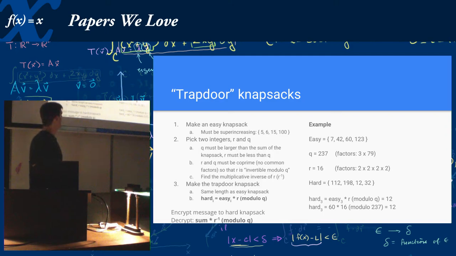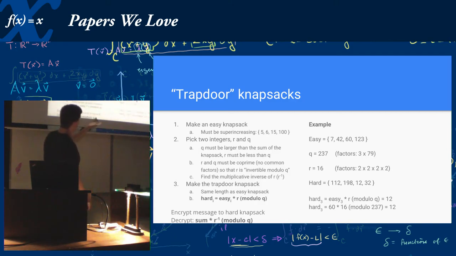So basically, what you do is you have your set, you have your easy knapsack, which must be super increasing as before, because that's what makes it easy. You pick two numbers, R and Q. R must be invertible mod Q, which means that if you multiply something against it, it wraps around in a way that can be undone without ever coming to the same value. That's all I know about that math. And then you make your trapdoor knapsack by multiplying each of these with R and then modulo Q, which means that you multiply it with R and then it wraps around based on how big Q is.